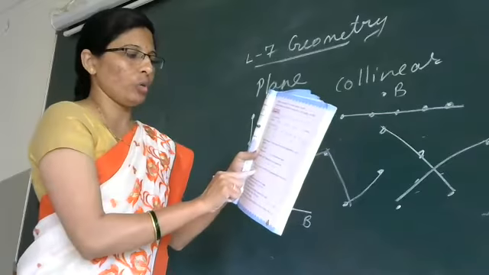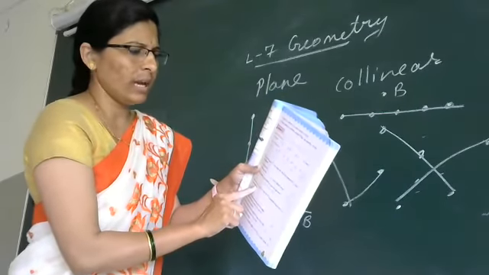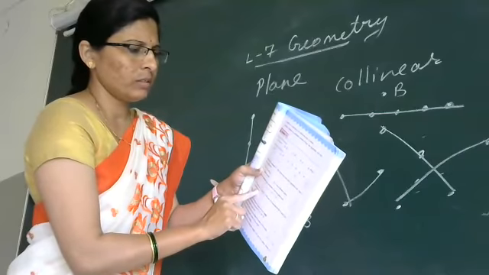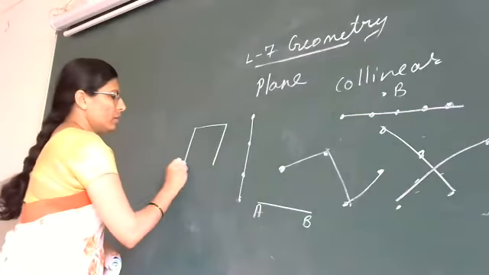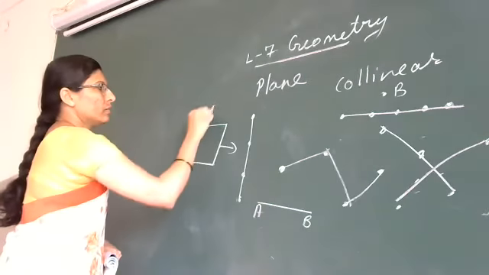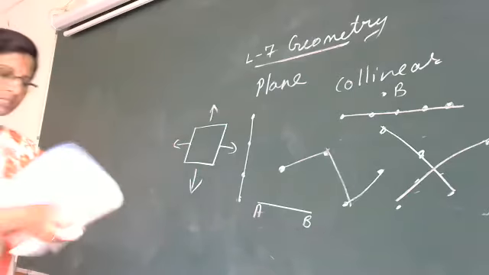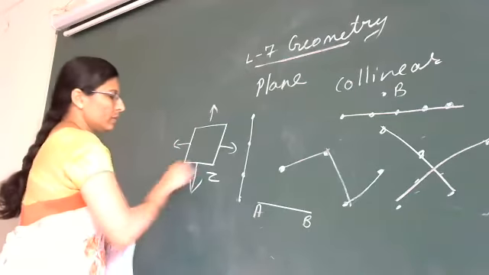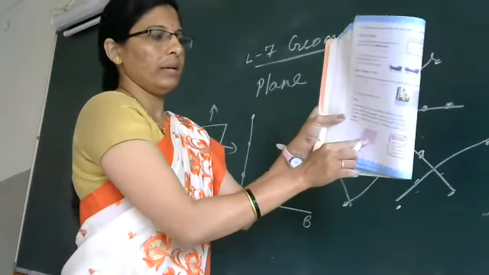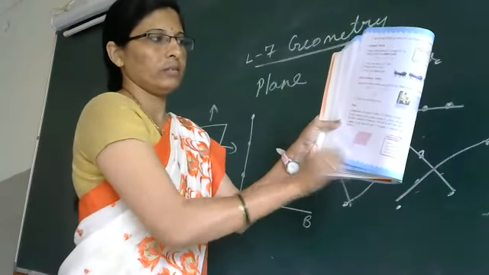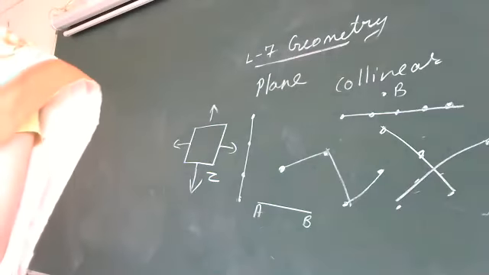Next we will do in tomorrow's class. Plane means you can draw like this, extend, and you can name it as Z. Anyhow, see here it is given, in your book, plane. You can draw like that. That is a plane. Okay, so the first question you do that.